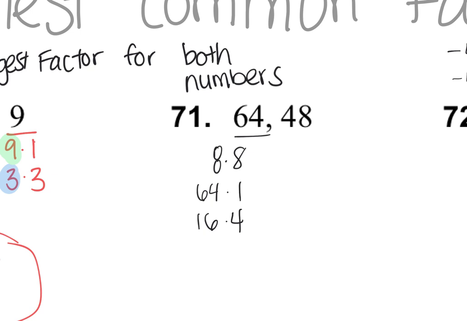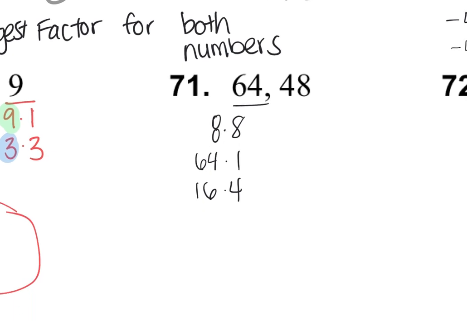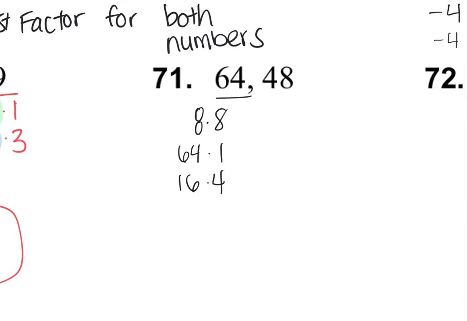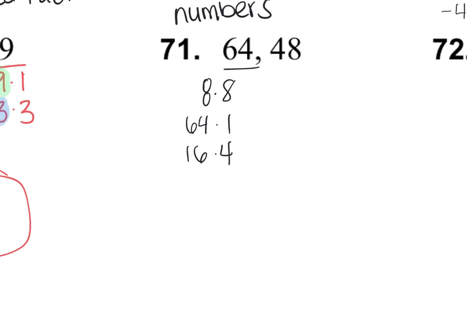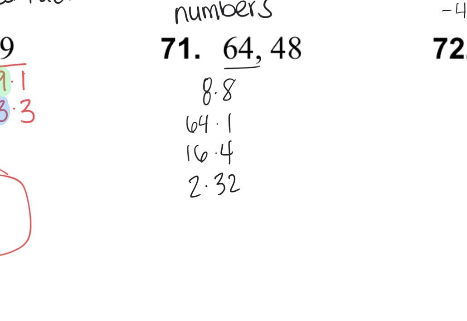Anytime you have an even number, 64 is definitely an even number, it's always divisible by 2. So I know that 64 divided by 2 is 32. So 2 and 32 are also factors. And I believe that's all of them, okay? So we've got those factors. Now let's do the same thing, but for 48, and let's see what they have in common.